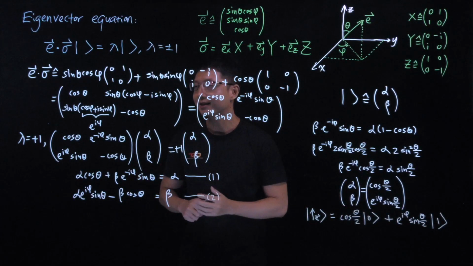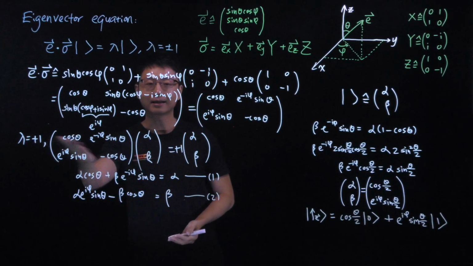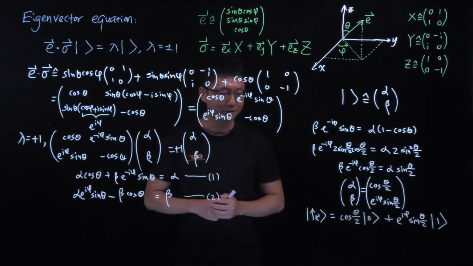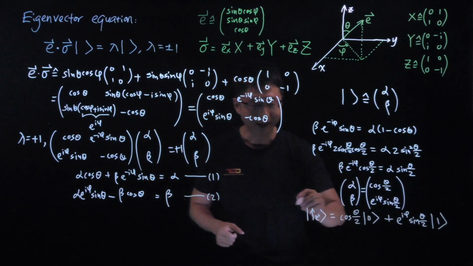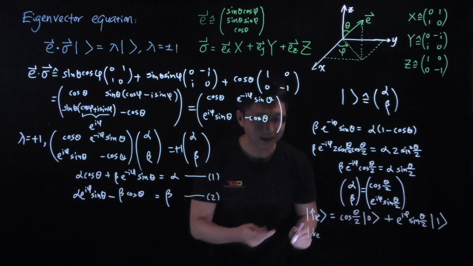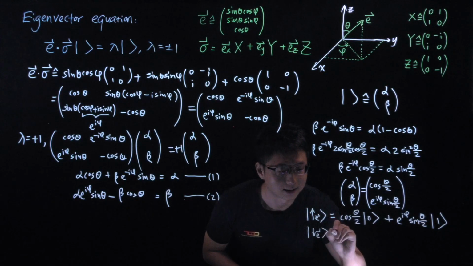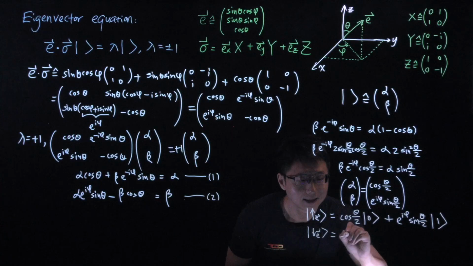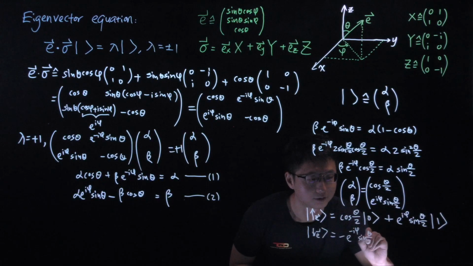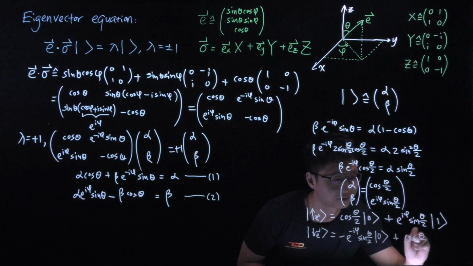In order to find the other eigenket, we have to go through this procedure one more time by putting lambda equals -1. This will be left as an exercise for the readers to find out the other eigenket. But here I will just reproduce the result. The other eigenket, which I'll call spin down in the e direction, is given by minus e to the power of minus i phi sine of theta over 2 with the 0 ket plus cosine of theta over 2 with the 1 ket.